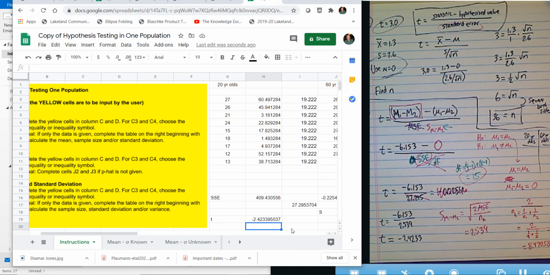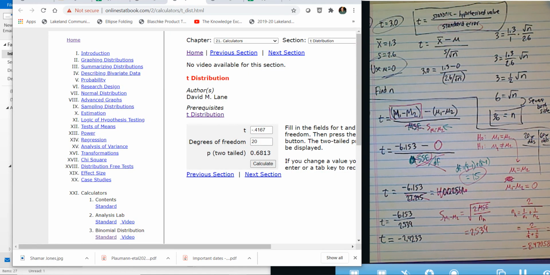And the question is, if that's my t-value, what is the probability? And of course, we have t calculators that we've used before. So I could try negative 2.4233. And it asks me for degrees of freedom. We said that's 15 in this problem because we worked that out in the middle of the thing. Calculate. And it says that my two-tailed probability would be 0.0285. So my p-value I could write is 0.0285.